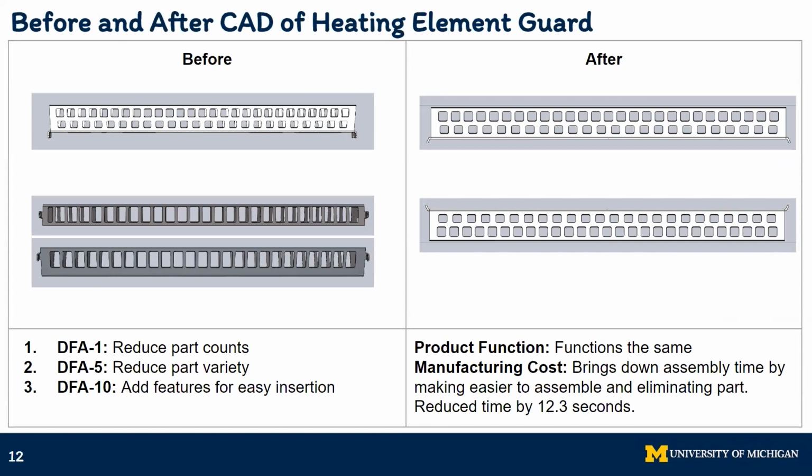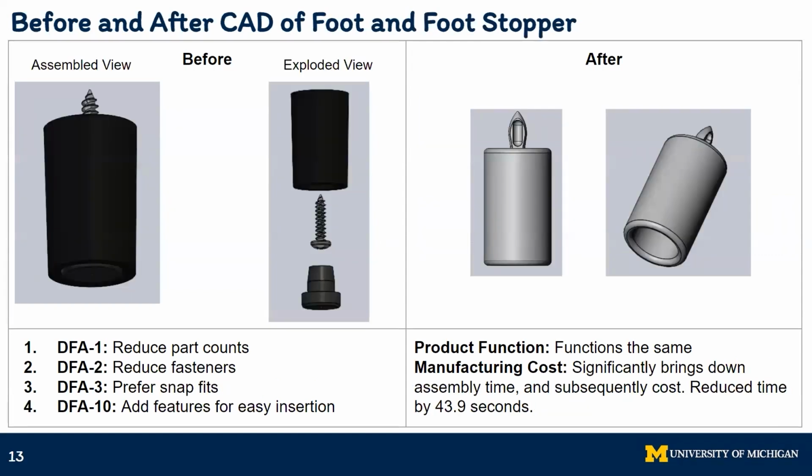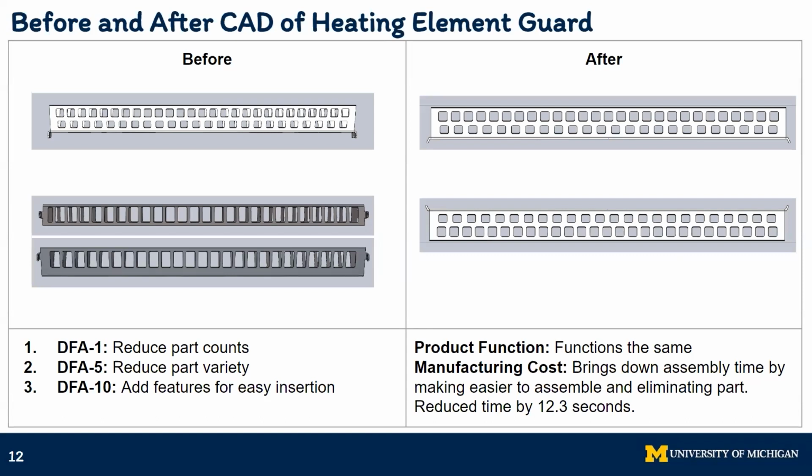In order to target DFAs 1, 5, and 10, we have our solution on the right. The top and bottom guards will be the same, as well as adding an angled notch, which is how the guard is attached to the toaster, as opposed to a 90-degree angled one, to make for easy installation. We estimate this will save about 12 seconds per each assembly.